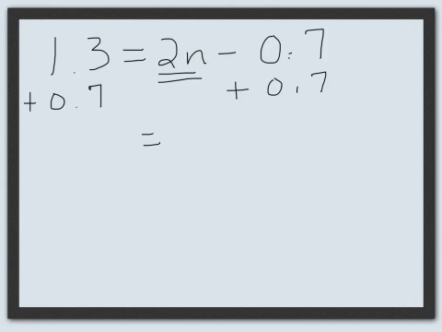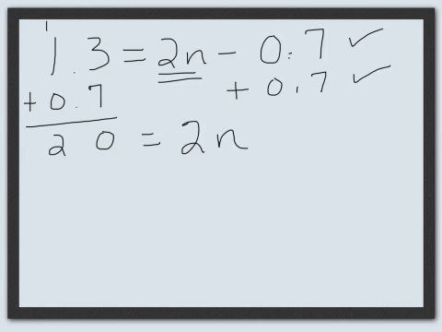On the right-hand side, 2n is now left alone, since the negative 0.7 and the positive 0.7 goes to 0. On the left-hand side, when I add up the columns, 3 plus 7 is 10. Carry the 1. 1 plus 1 plus 0 is 2. So I'll end up with 2.0 equals 2n, or 2 equals 2n.